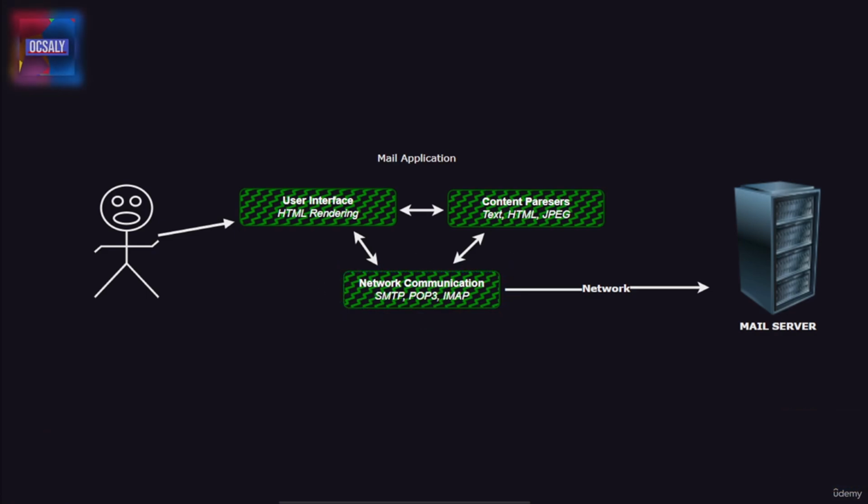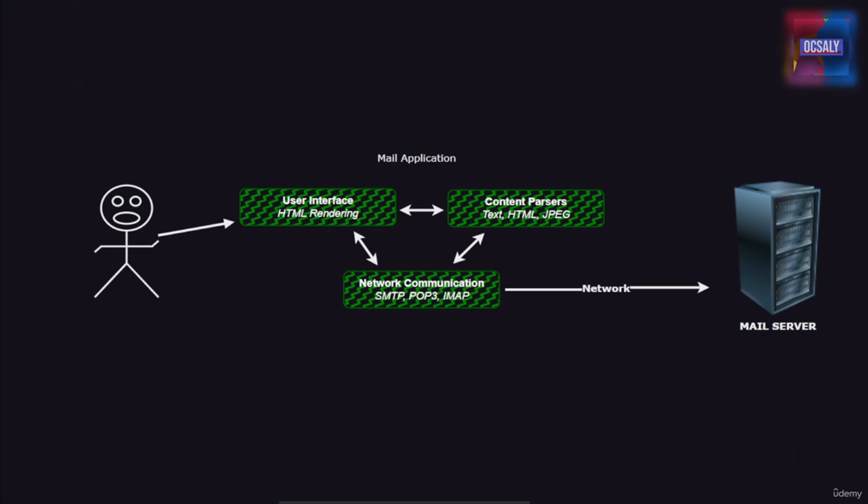And we also have the content parsers here. So data transferred over a network usually contains content that must be extracted and processed. Content might include textual data such as the body of an email, or it might be pictures or video.